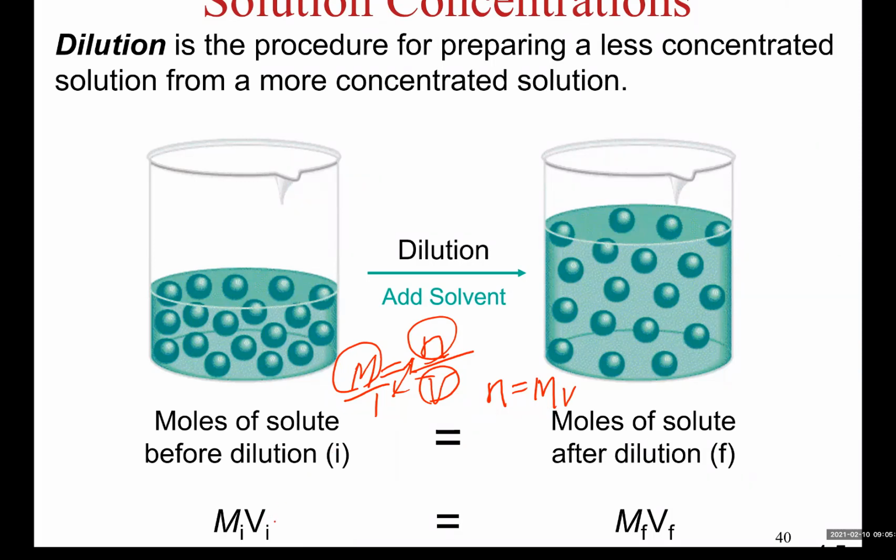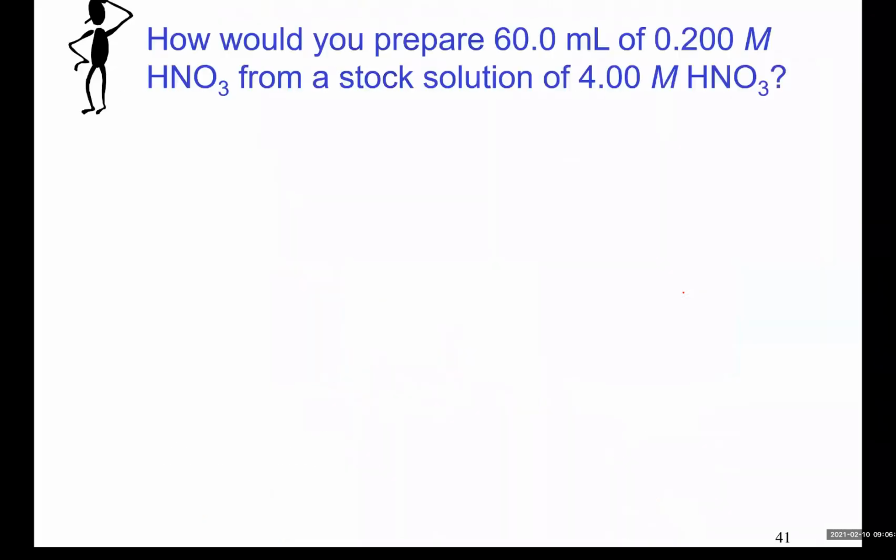So can I say before dilution, I have initial molarity and initial volume. I am adding some water, so the volume is changing to the final volume, and the molarity is changed because the solution has less concentration. So this is simply saying that the number of moles before and after are equal to each other. So this is the formula that I can use for dilution. All right, let's apply this principle to this problem.